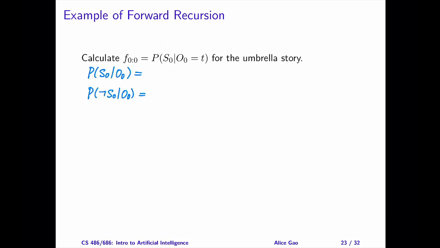We need to calculate two probabilities, one for when S0 is true and the other one for when S0 is false. Let's calculate them separately. Write down the formula when S sub 0 is true.